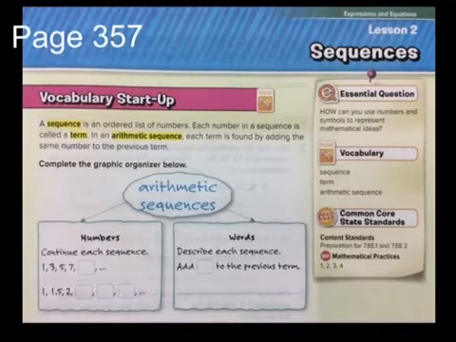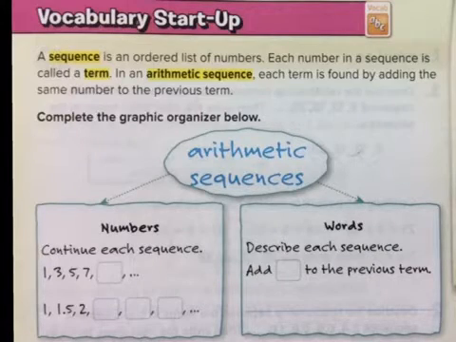Hello everyone and welcome to lesson 5-2, chapter 5, lesson 2, sequences. This lesson is found on page 357. Well, what is a sequence? A sequence is an ordered list of numbers. Each number in a sequence is called a term. Okay, so we call the numbers terms.